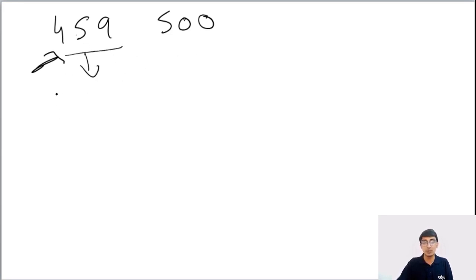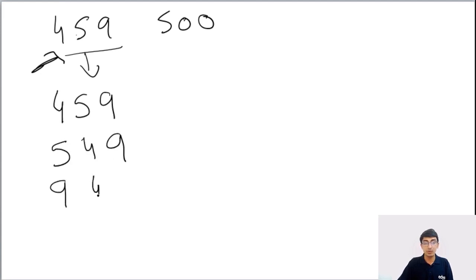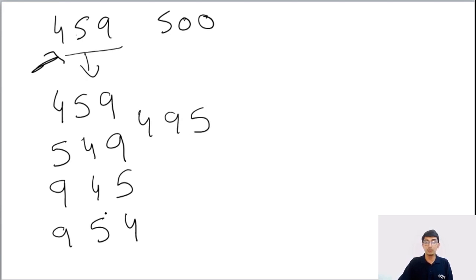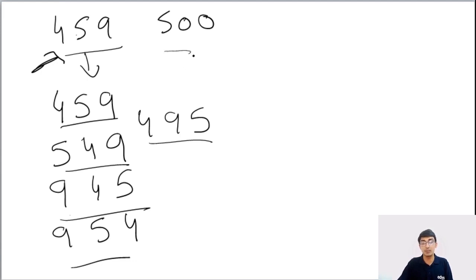If we generate all of the permutations, it becomes 459, 549, 945, 954. There's also a 495 over here. So overall, 3 factorial, which is nothing but 6 arrangements: 459, 495, 549, 945, 954. If you generate all of them and sort them, then you can start from the beginning and check which is the first number that is greater than our given number.